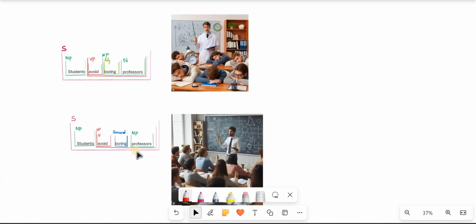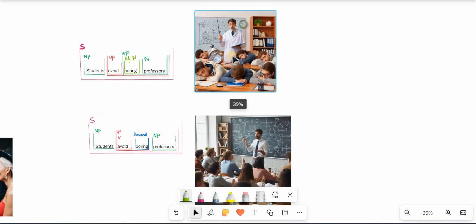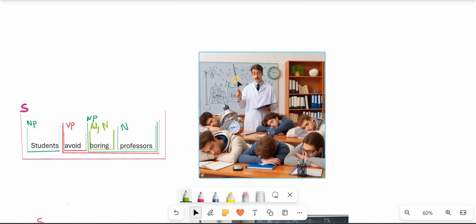Students avoid boring professors. See here, when you say students avoid boring professors, here boring professors can be an adjective and noun. Boring in boring professors means professors who are boring. Professors who don't teach with a passion, professors who are boring. Students avoid boring professors: here boring is used to modify professors, professors who are boring. That is the first meaning: students avoid professors who are boring.